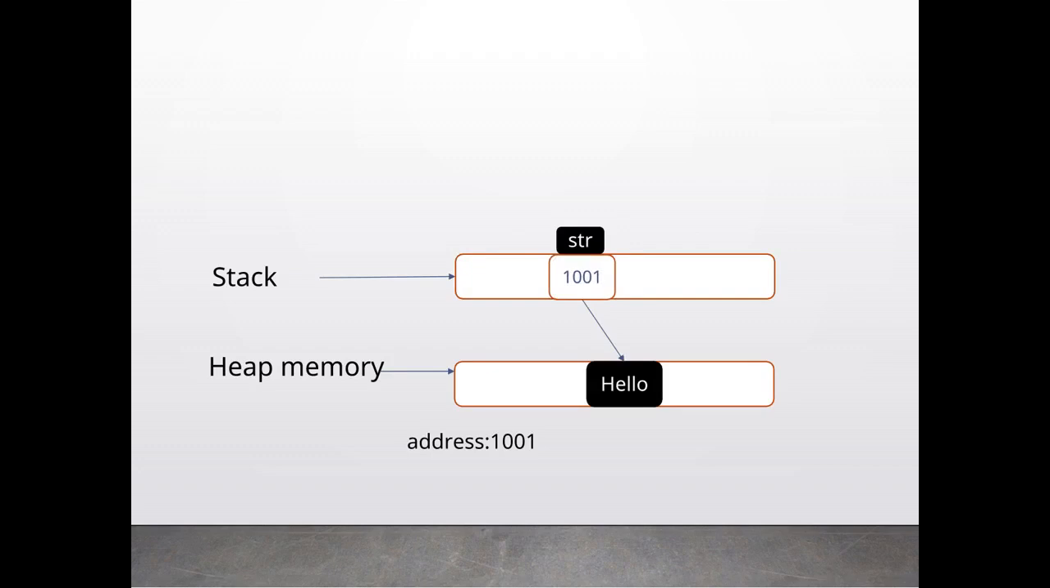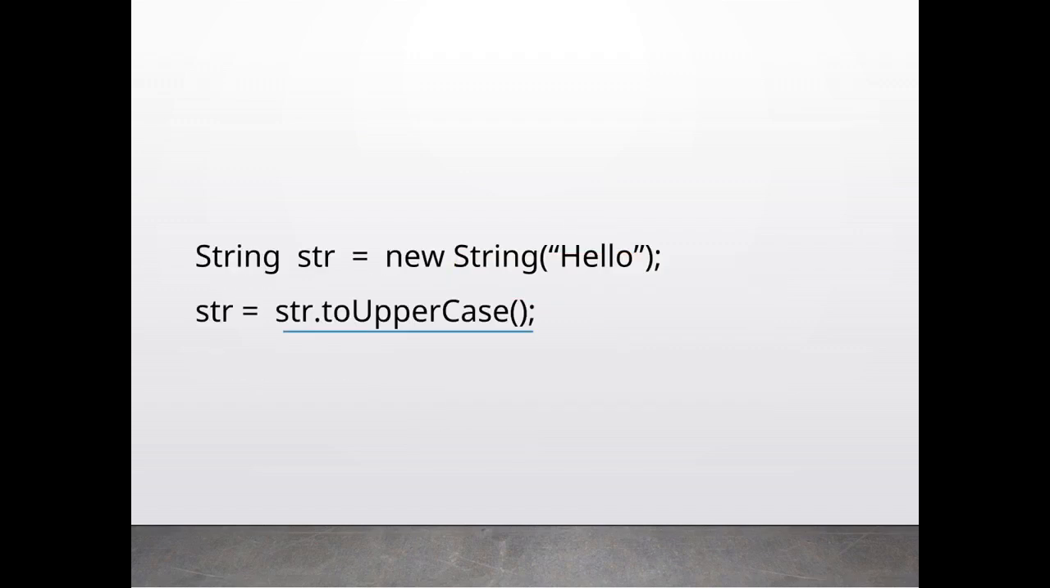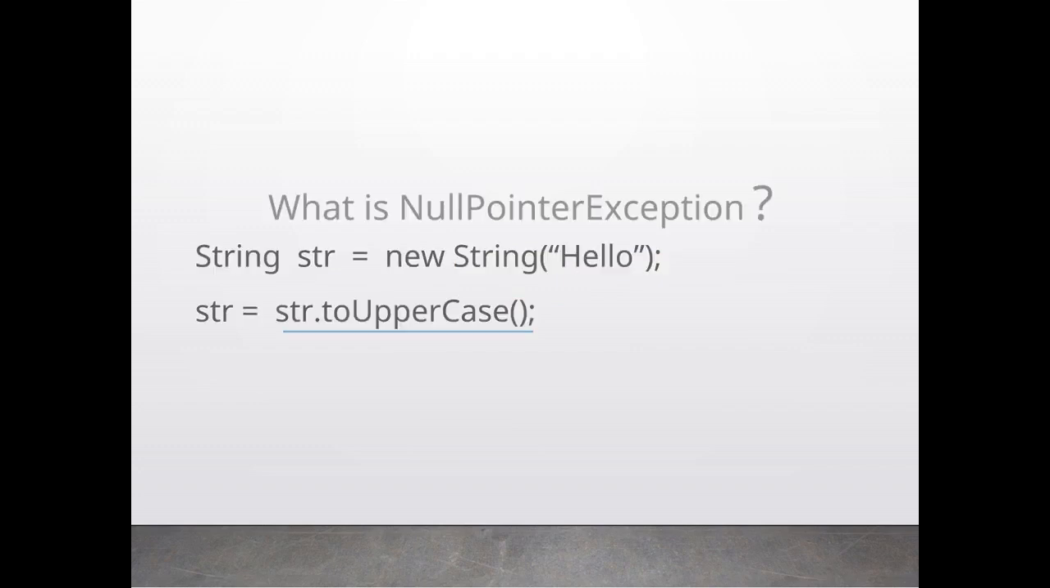The diagram shows the stack holding the address and the heap storing the actual string hello. Here, since str points to a real object in memory, we can call methods like str.toUpperCase on it without any problem. Java simply follows the reference to the heap and executes the method on that object.